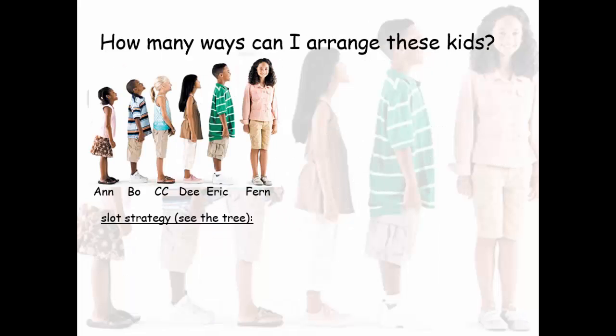Here's a group of 6 kids waiting in line for something, right? How many ways can I arrange these kids in different orders? That's what permutations are. We're looking for how many permutations. I'm going to show you something now called the slot strategy. Instead of a list, instead of a tree diagram, we're going to do something a little different, but I want you to remember the tree diagram. I'm going to make 6 slots that represent who's going to stand in what order.